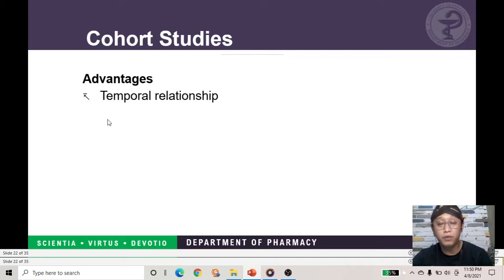So the advantage of cohort studies is that we can have a temporal relationship, because the cause must be present before the outcome. So we know the exposure as the cause, and then the outcome we can observe later. And this is also minimal in selection bias, because we can really show that the members of the case group are those who are really exposed to a medication or kind of treatment, and those in the control group are unexposed to the similar exposure.